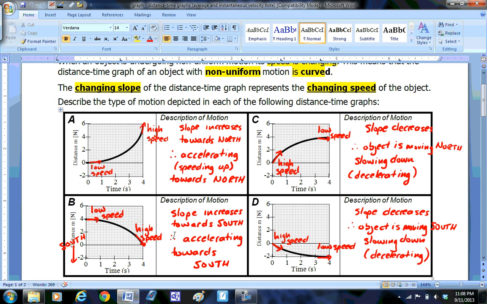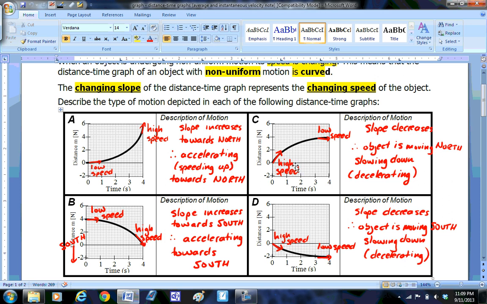For B, a little bit different though. I start off with a low speed, and just look at the slope. A very low speed, low slope, and by the end, my slope is very high. But it's going the other way, so here, my slope is getting higher towards the south. So in other words, the object is accelerating towards the south direction. So both of these are accelerating towards different directions. Here's towards the north, here's more south or backwards. And you know it's speeding up too because the slope is going away from the x-axis.